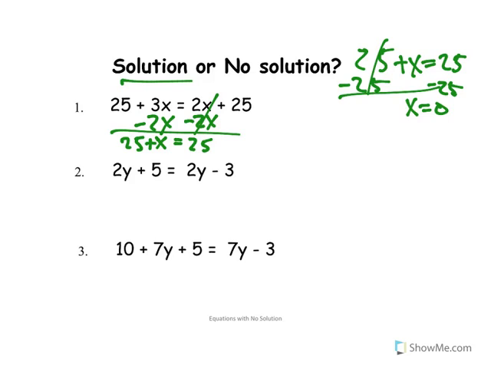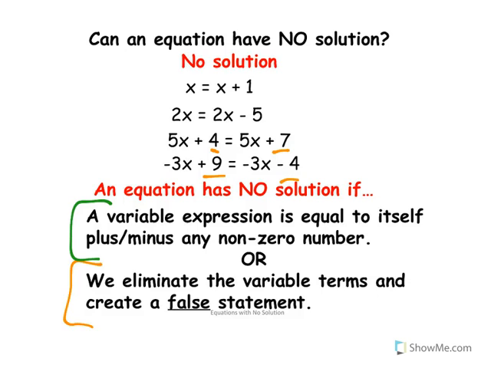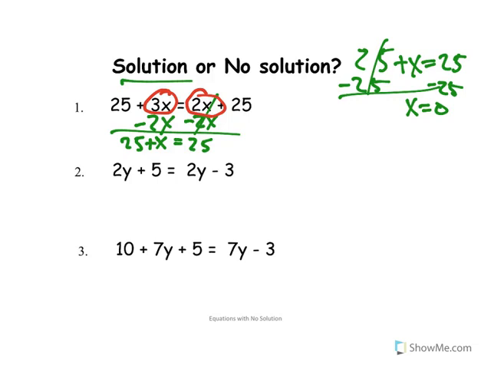This does not look like any of the ones we looked at previously because the variable terms are different. Let's see what we had over here. X and x, 2x and 2x, right? These are all the same variable expression. I don't have that here. It's a trick. I gave you the same constant to kind of throw you off, but the variable terms are different.